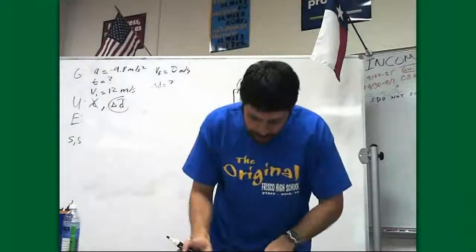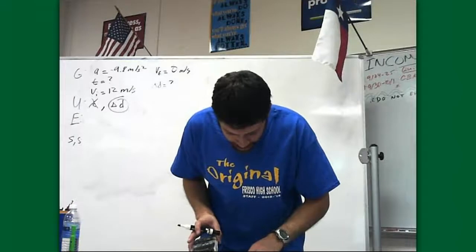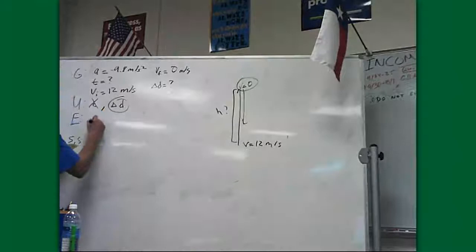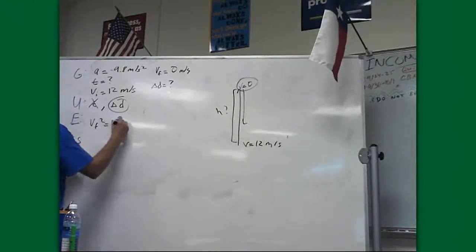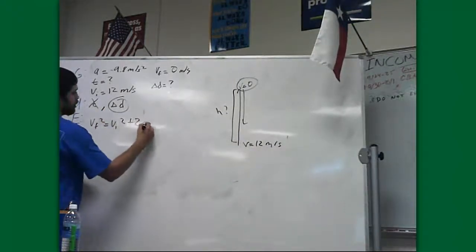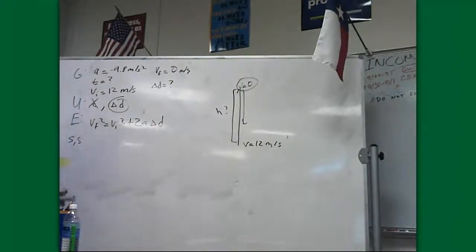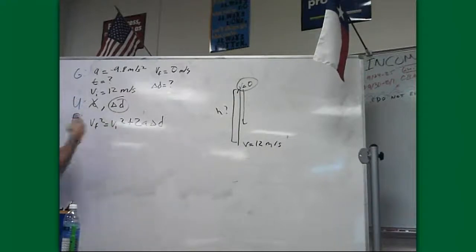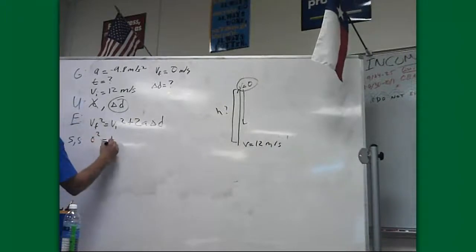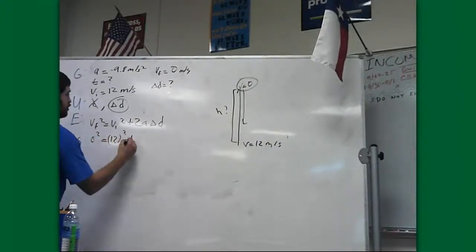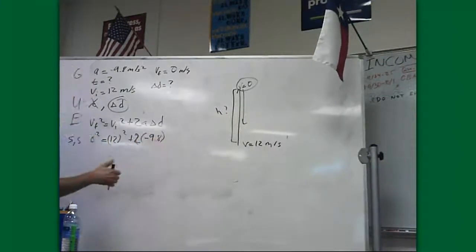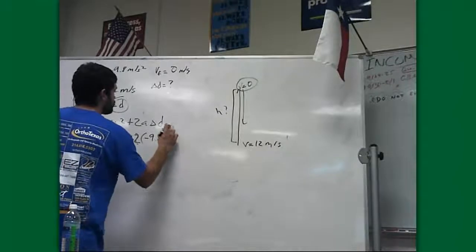So here we go. I'm going to look at my equation chart, and I am finding this equation: Vf squared equals Vi squared plus 2a delta D. That's our equation. It's got delta D in it. It does not have time in it. So let's plug in and solve. Vf is 0. Vi is 12, plus 2. A is negative 9.8. And D is what we don't know.